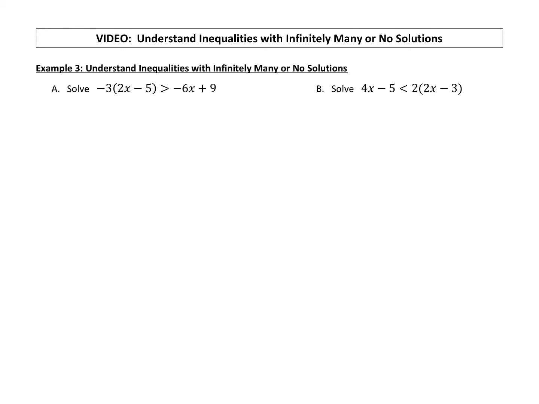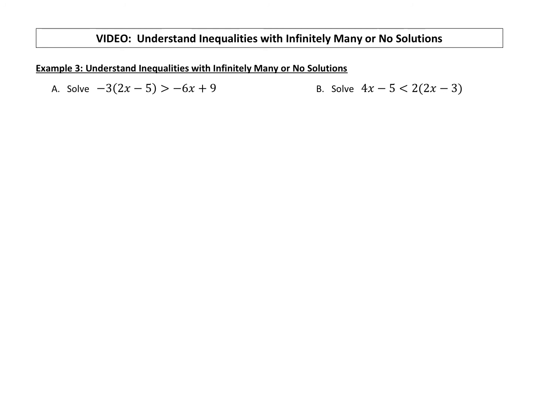In this next example, we're going to work on making sure we can understand inequalities that have infinitely many or no solutions. We have seen that before when solving equations with an equal sign. Just to remind you, when your variable cancels from both sides and you're left with just numbers, you look to see: do you have a true statement or a false statement? We're going to follow that same idea with inequalities. If your variable cancels away, you have nothing left to solve for, are you left with a true statement or a false statement? And that will tell us infinitely many or no solutions.